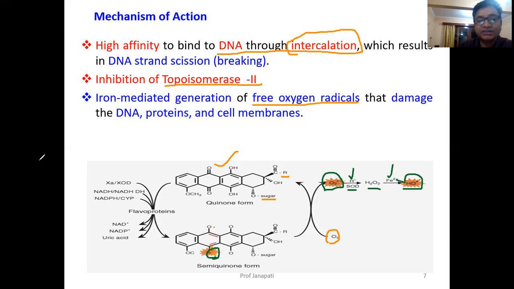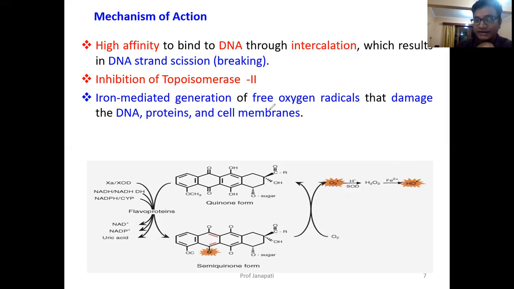So the superoxide, hydrogen peroxide, and hydroxyl are free radicals. They go and hit the DNA molecule and it damages. Along with this, these free radicals also damage the cardiovascular system present in our body. So cardiotoxicity is produced because of free radicals.